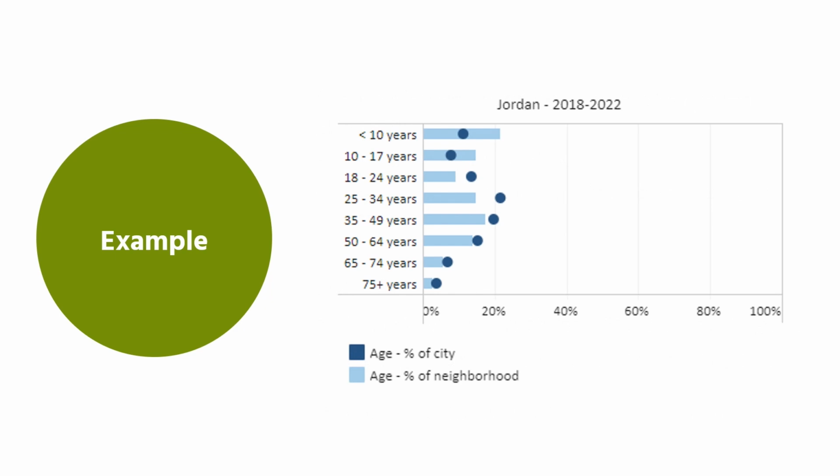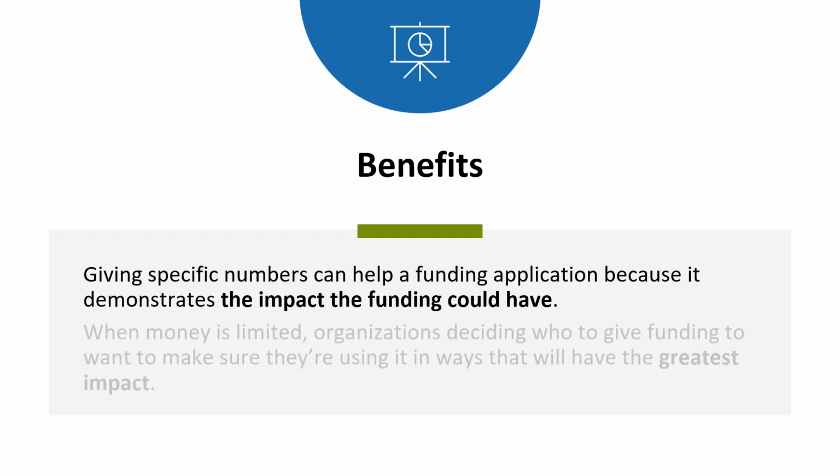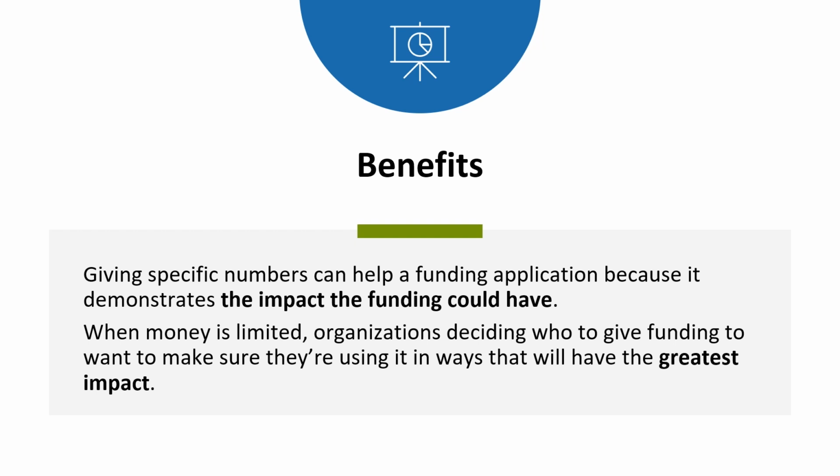It's even more clear if you also include a chart. People can see there's a greater percentage of youth under 10 in the Jordan neighborhood compared to the entire city. Giving specific numbers can help a funding application because it demonstrates the impact the funding could have. When money is limited, organizations deciding who to give funding to want to make sure they're using it in ways that will have the greatest impact.